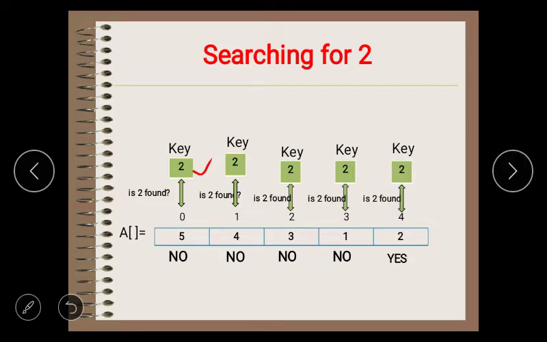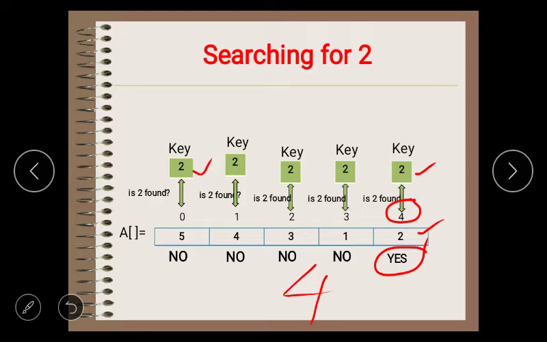Is the search element 2 matched with the last element 2? Yes. So here a match is found. We found the search element, so the search is successful. That is why it will return the index position of that particular element, which is 4. So the result is the index position 4. This is how the linear search algorithm works.